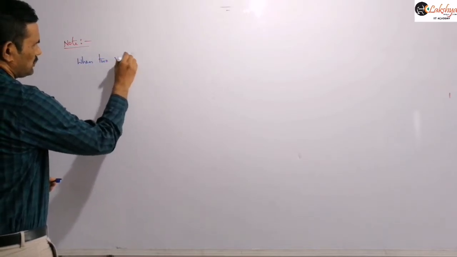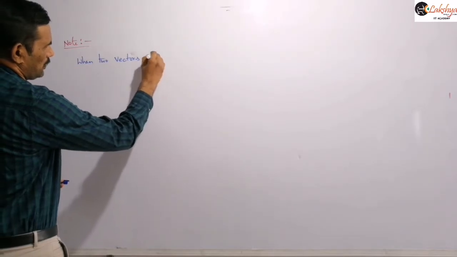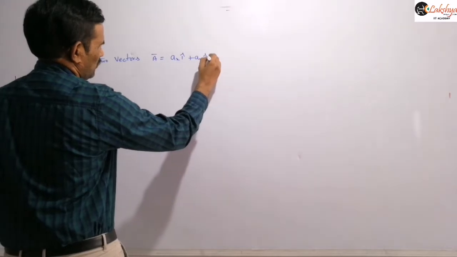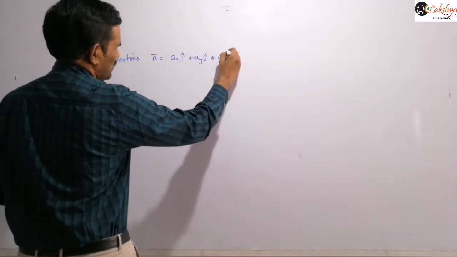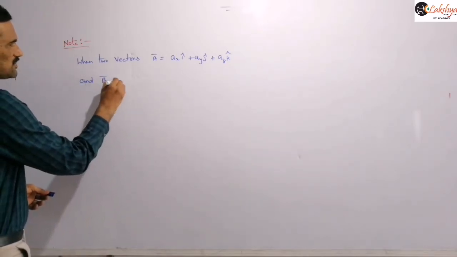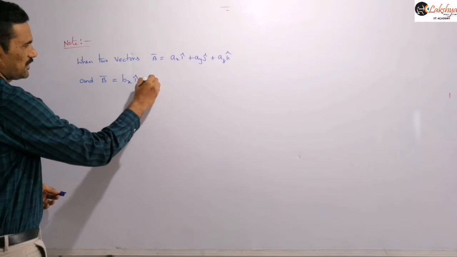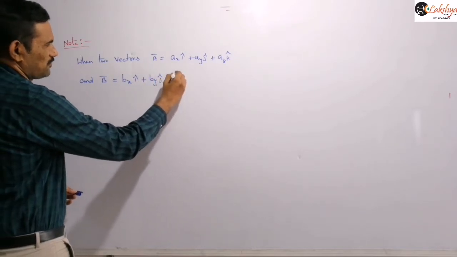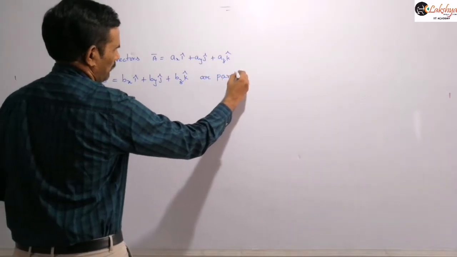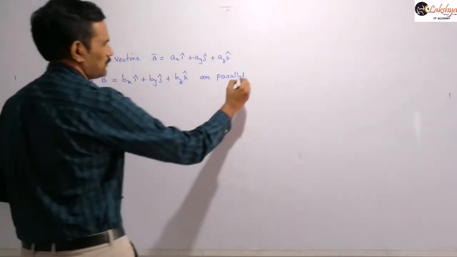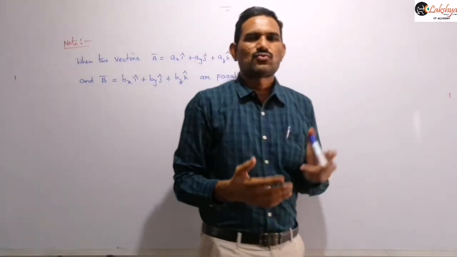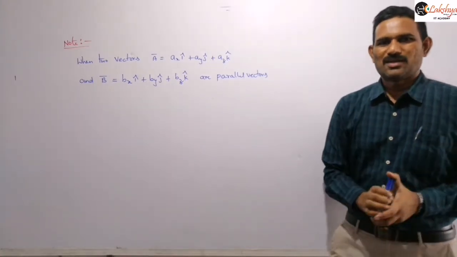When two vectors A bar is equal to, let us take this as Ax i cap plus Ay j cap plus Az k cap, and B bar is equal to Bx i cap plus By j cap plus Bz k cap, are parallel. We already discussed in the properties that when two vectors are parallel to each other, then their cross product will be a null vector, right?